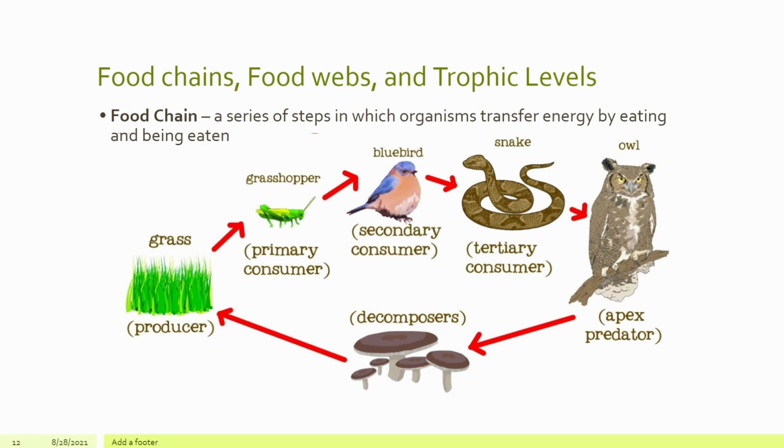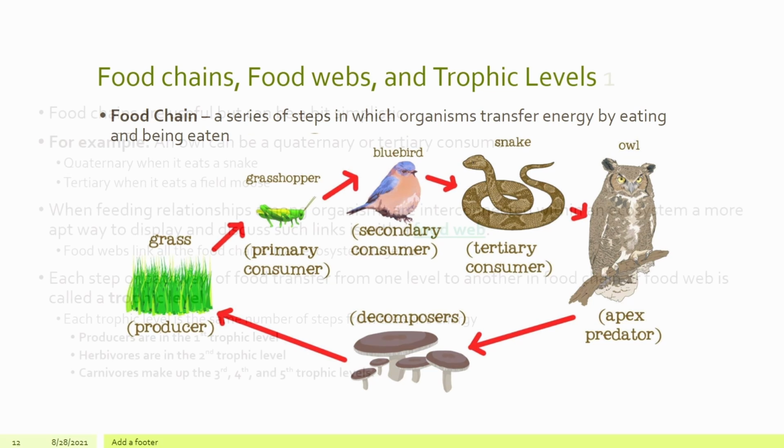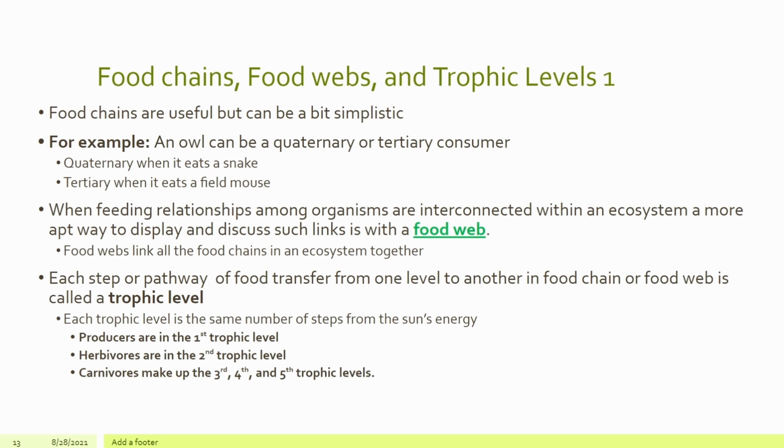So sometimes a food chain just doesn't quite cut it, and we want to be looking at a food web instead, because food chains are useful, but again, they can be a bit simplistic. For example, an owl actually is a quaternary consumer, but it could be a tertiary consumer. It was just as likely to eat that small bluebird. So it could be quaternary when it eats a snake, and tertiary when it eats a field mouse.